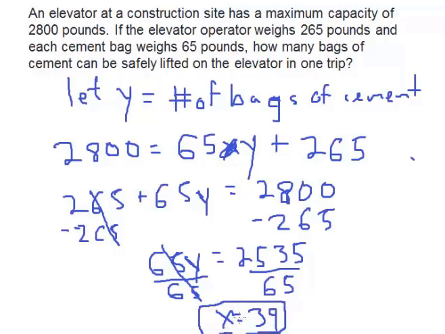So you can have 39 bags of 65 pounds each, plus the elevator operator. If we want to make sure that we're correct, let's see if it works. We've got 65 bags times 39 pounds each. Now 65 times 39, of course, is 2535, plus the person, which is 265, and that will equal, of course, 2,800. So we know we have the correct answer.